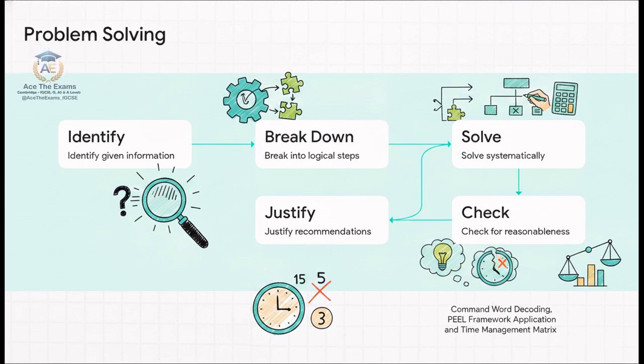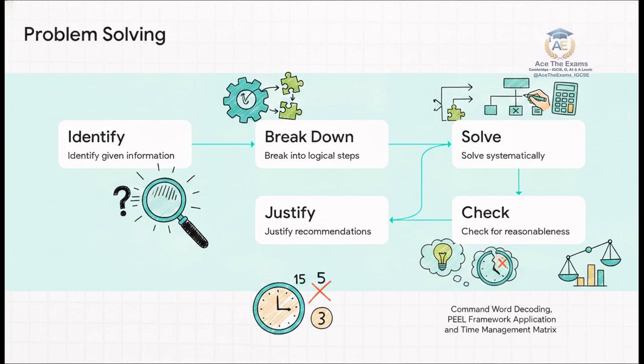This is your complete computer science answering system. Follow this and your marks will soar. Step 1. Identify given information. Step 2. Break the algorithm down into logical steps. Step 3. Solve it systematically using a trace table. Step 4. Check for reasonableness.